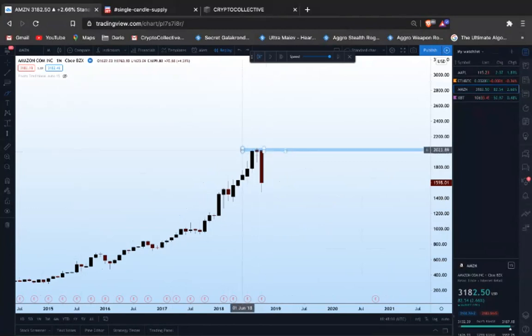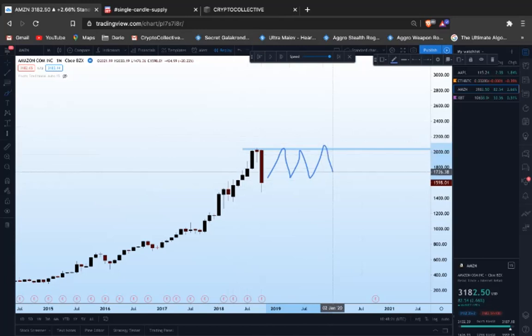And what I've done here is I've drawn what we call a single candle supply zone. So every time price comes back to a single candle supply zone, there's a high probability that it's going to come back down and just keep coming down off this area until we can get above it, and then we come back to it and we flip. It's called a support and resistance flip.